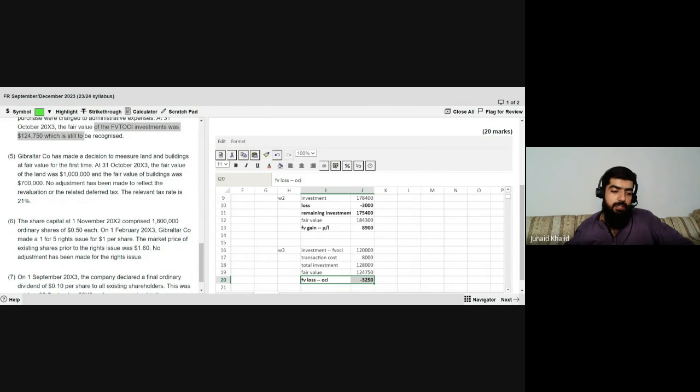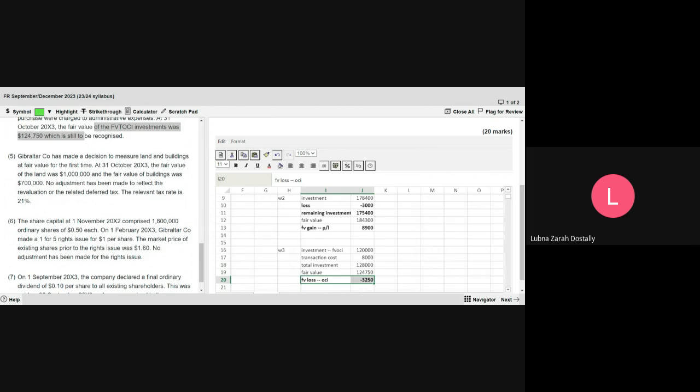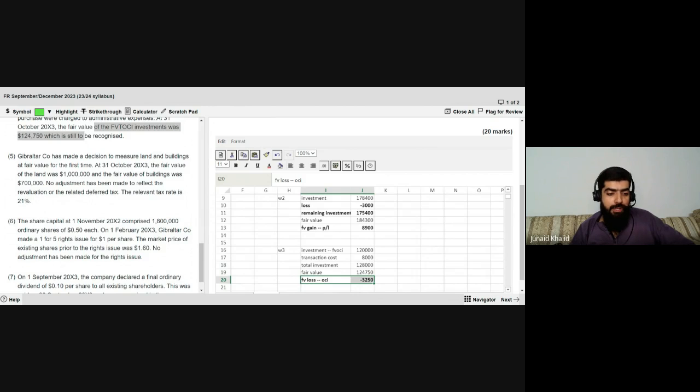The company also made a decision to measure the land and building at fair value for the first time. It means that is the first time we will be recognizing the land and building at the revalued amount. At 31st October 2003, the fair value of the land was 1 million. Let's work it out all together.